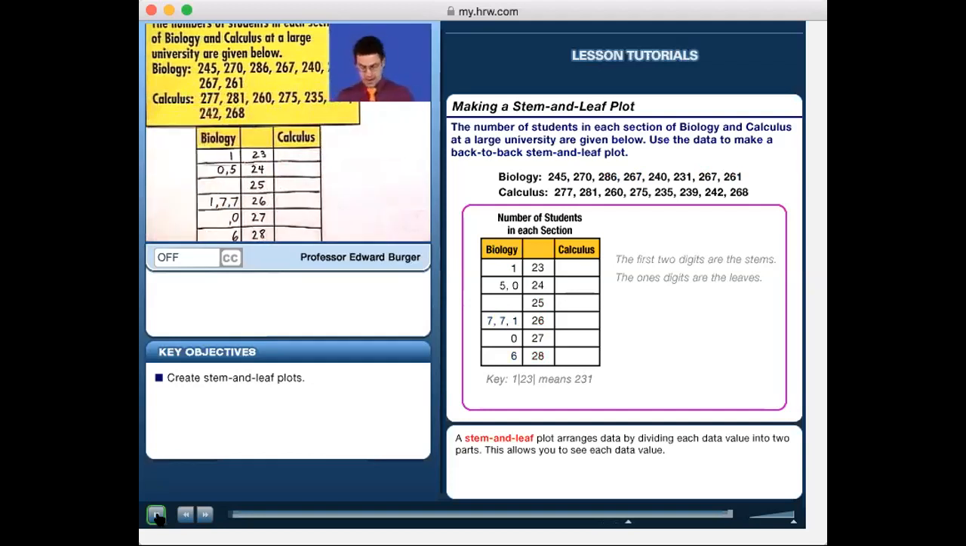So we can see right away what's the most popular size. It certainly is clear it's going to be 260 something. We have 3 sections that are 260 something, and the least popular is the 250s because there's no one there. What about calculus? Let's do calculus.